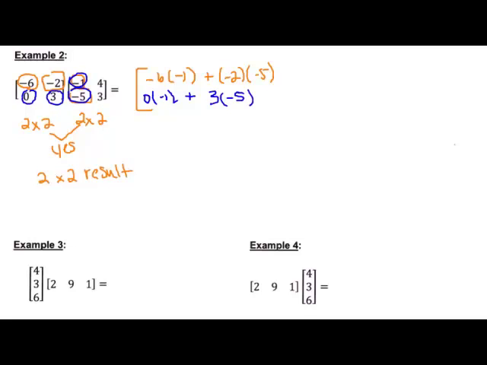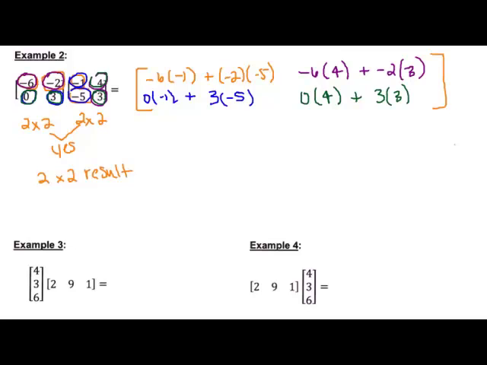We're going to go back to the first row and the second column. So we're going to take negative 6 times 4, and we're adding to that negative 2 and 3. And lastly, we're going to take our second row and our second column. So 0 times 4 plus 3 times 3.